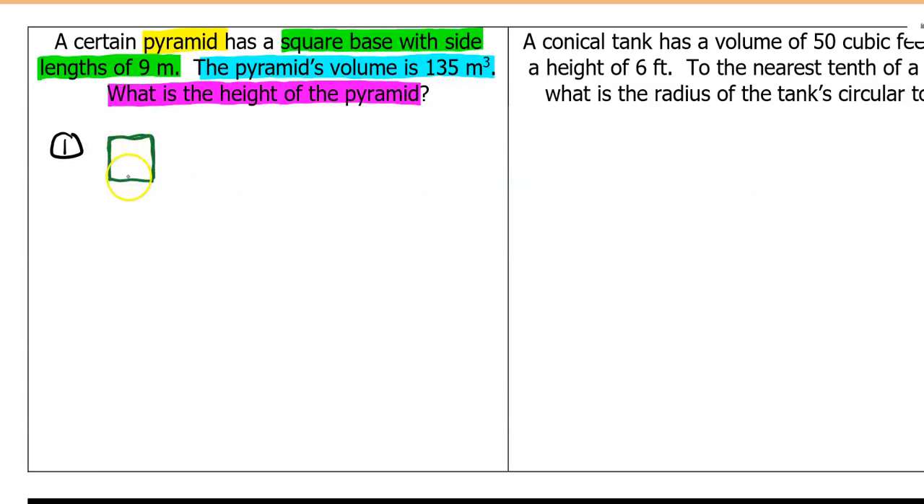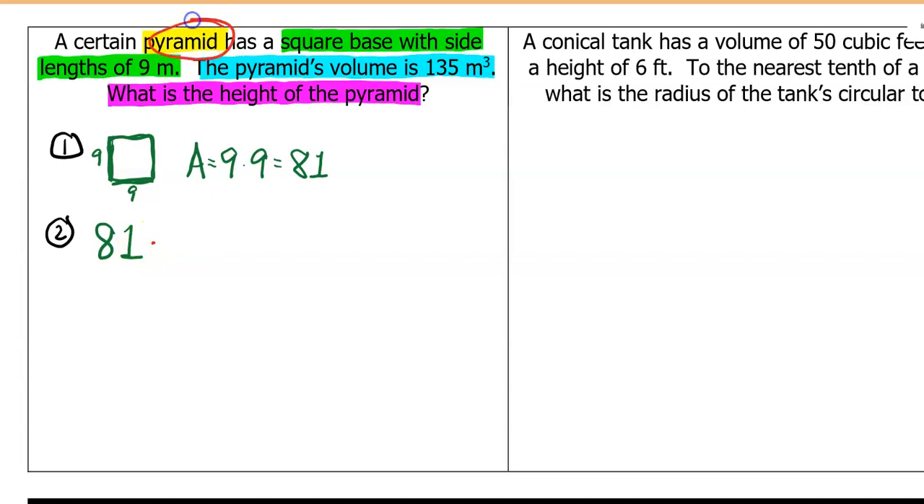A square base with side lengths of 9 meters. Ignoring everything else, I know the area of that square is going to be 9 times 9, so 81 for the area of the base. Then we start thinking about volume. So I know I've got 81.